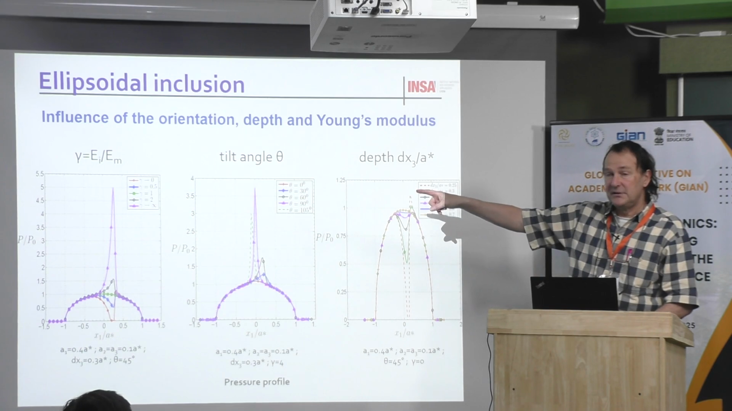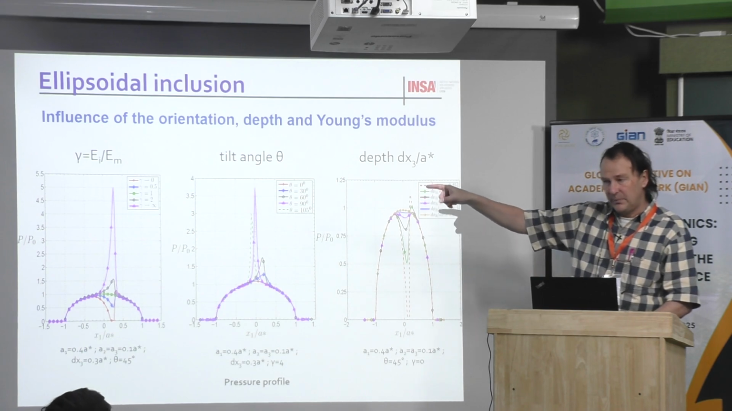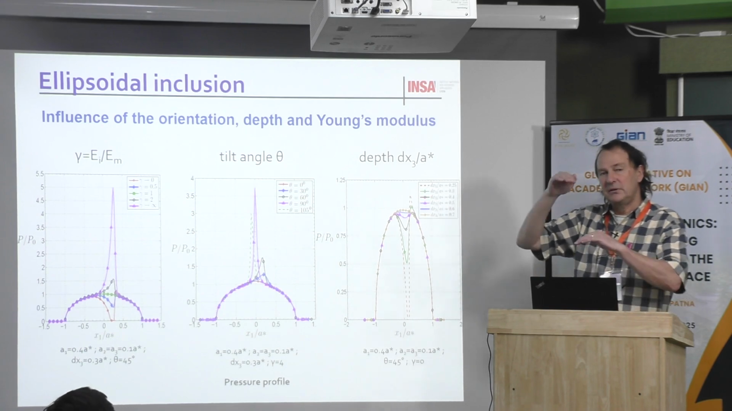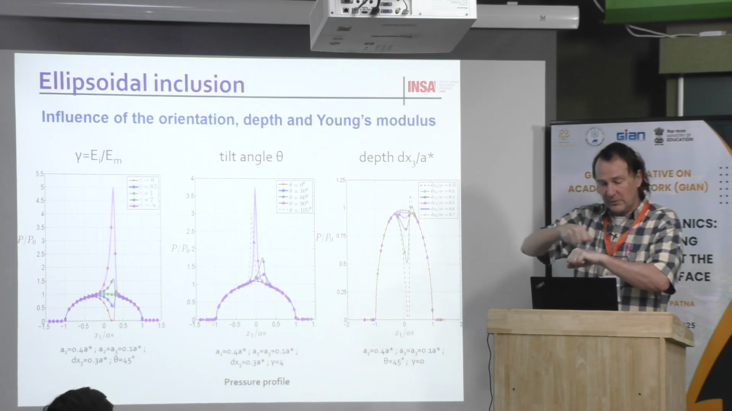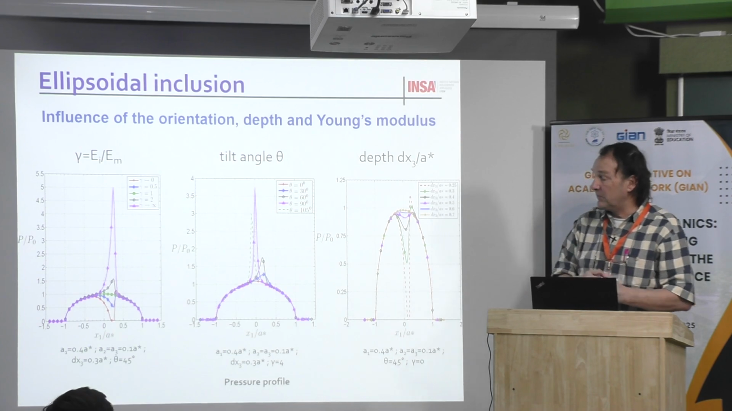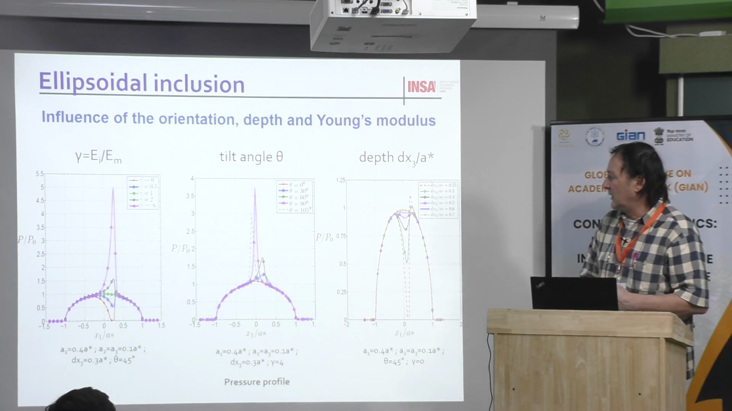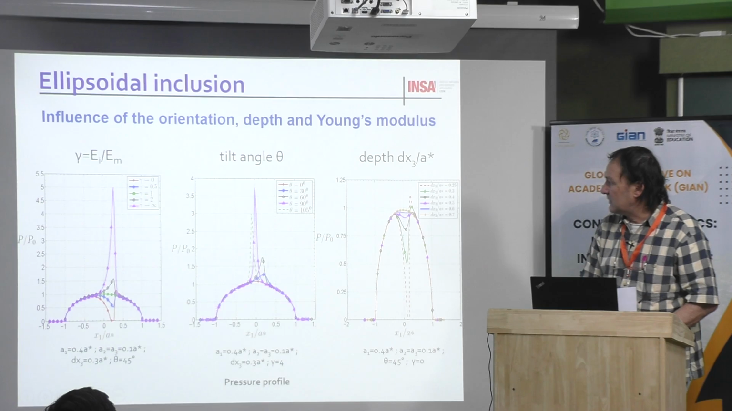In reality, locally, you will have a very high peak of pressure. And if in front you have a steel material, you may damage it. And if you do some fretting experiments, you will wear the steel material very quickly. Okay, in the middle, this is the effect of the tilt angle.